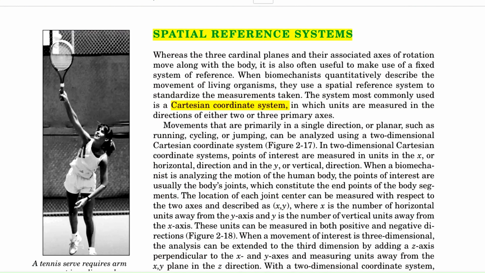In summary, the spatial reference system is a foundation tool in biomechanics, helping us analyze movement precisely, whether 2D or 3D. 2D covers single-plane movements, and 3D covers more complex movements that include multiple planes. Understanding this concept is essential as a physical therapist, a sports biomechanist, and a researcher, since researchers also work in human movement analysis.